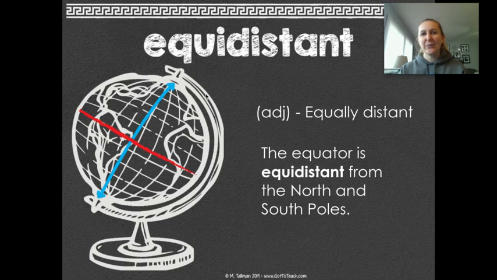Equidistant has that root equa in it, meaning equal. It's equally distant. So as we said, the equator is equally distant from the North and South Poles.